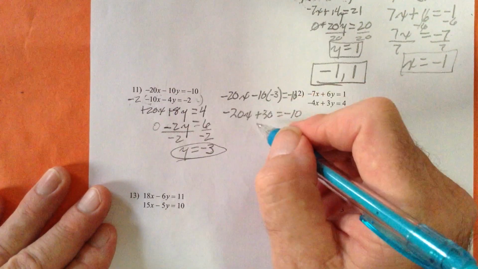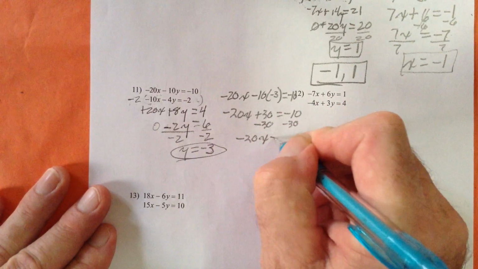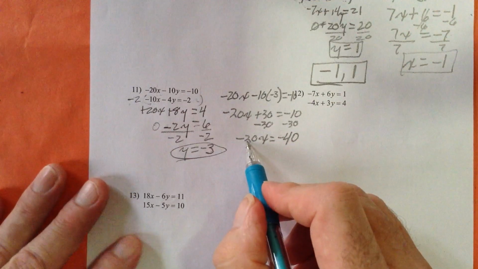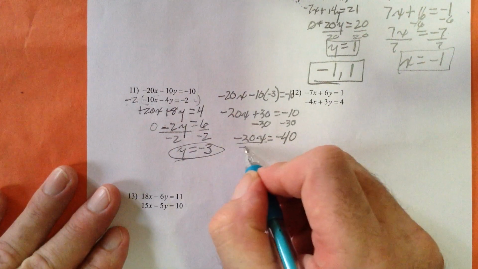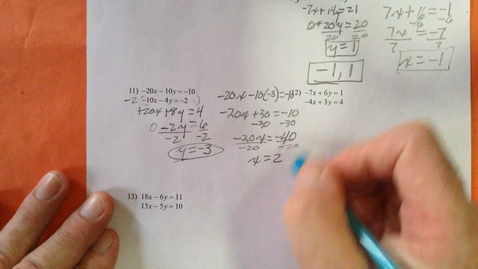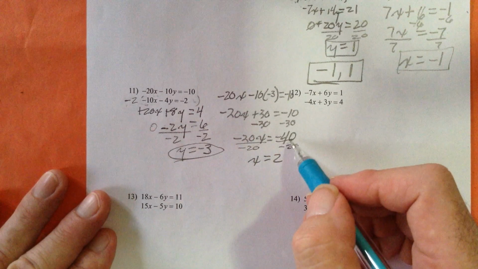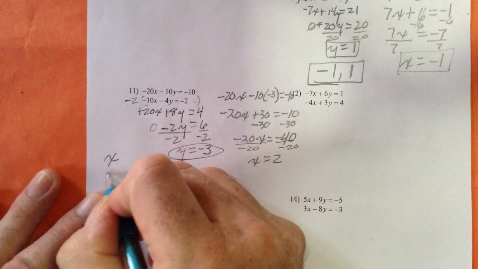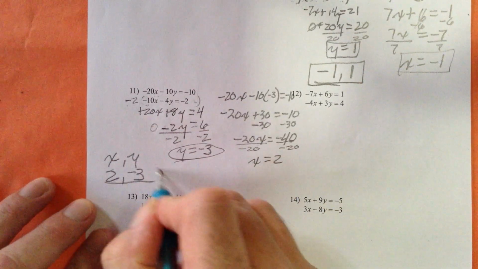So now I got to isolate the x, so minus 30 minus 30. So negative 20x equals negative 40. Negative 20 times something equals negative 40. Well, most people see it'll be 2. Or if you divide both by negative 20, x equals 2. So the answer to number 11 would be x is 2 and y is negative 3. So that would be the answer.